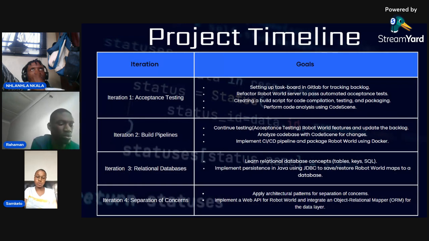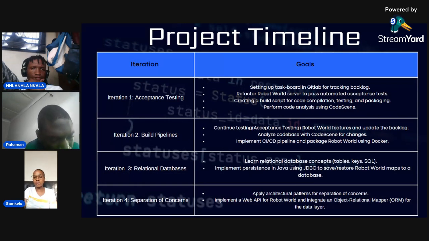For the second iteration, we continued writing acceptance tests and updated the backlog. We did another code analysis to check if the code has improved with the improvements we've made or not, and also implement the pipeline and also create a Docker image.